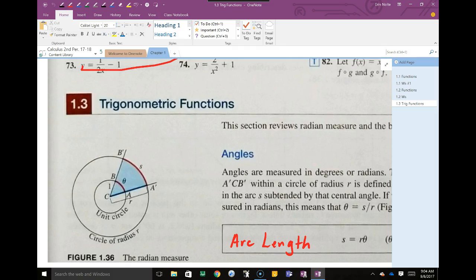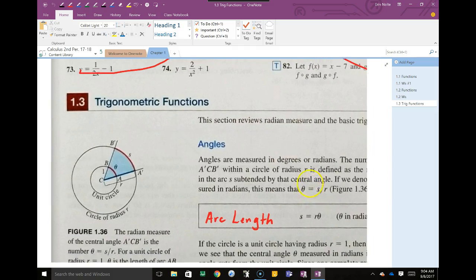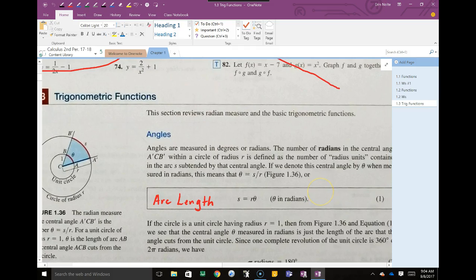Okay. So, you guys remember trig? Do you remember what a radian is?